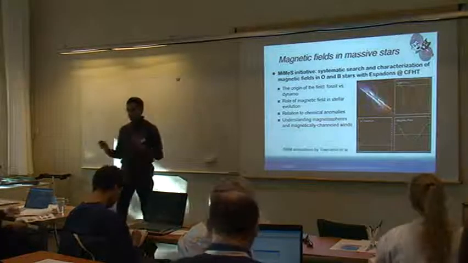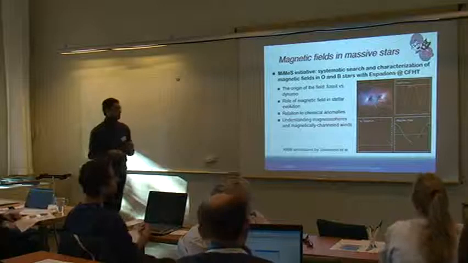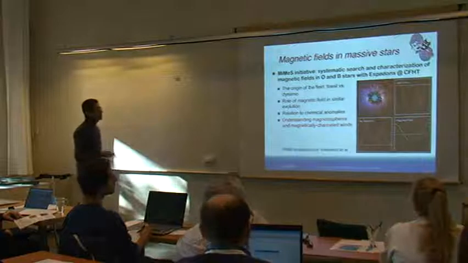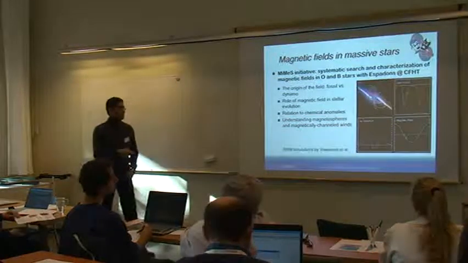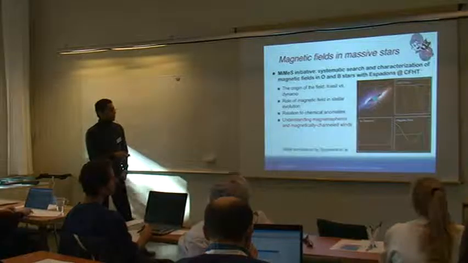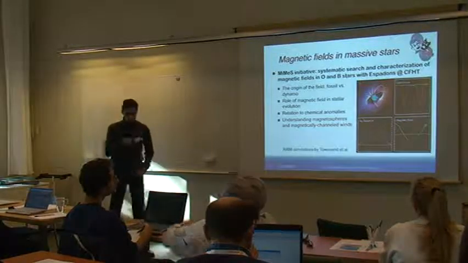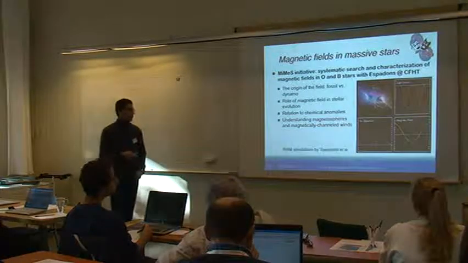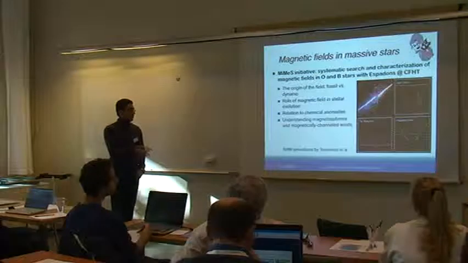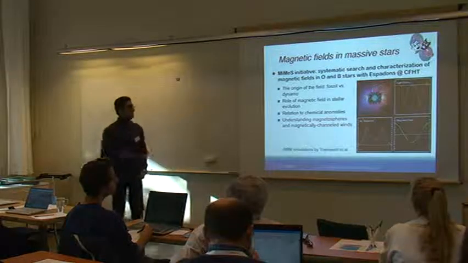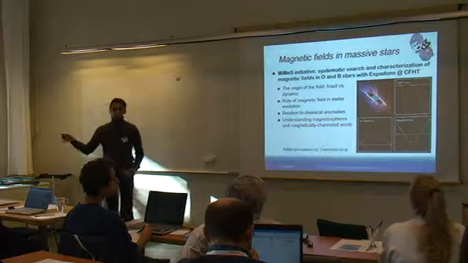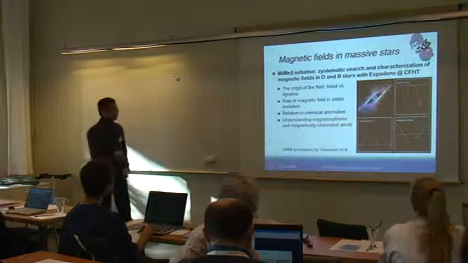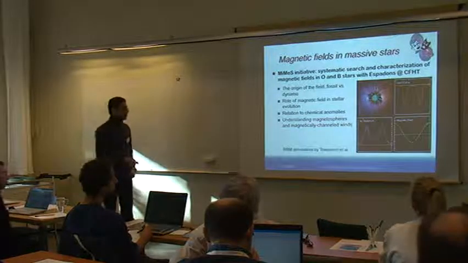Starting from massive stars, presenting some recent results, one important observational program that we are involved in now is the large observational program at the Canada France Hawaii Telescope, where we try to observe essentially all O and B stars looking for the magnetic field in these objects. What we're trying to understand are the topics listed here: the origin of the field, how much fossil field is present there, and maybe there is also some dynamo effect, and the role of magnetic field in stellar evolution.